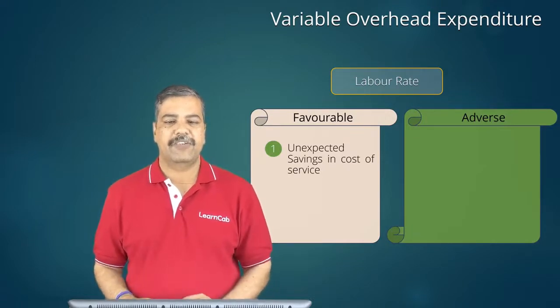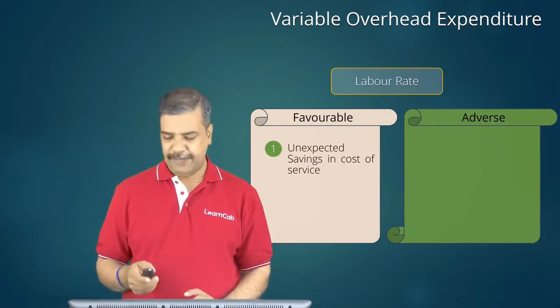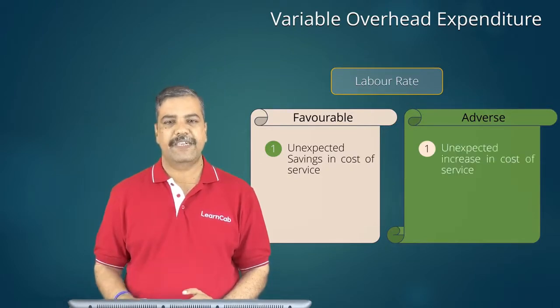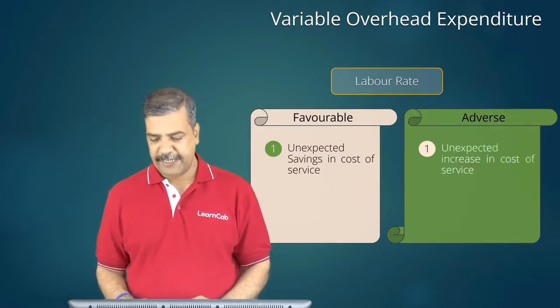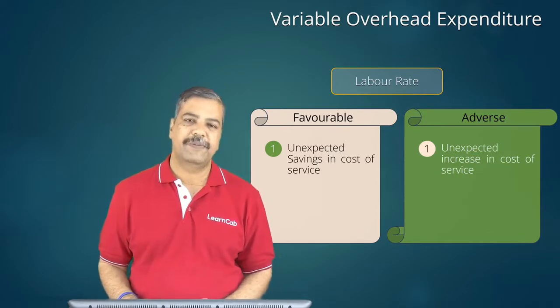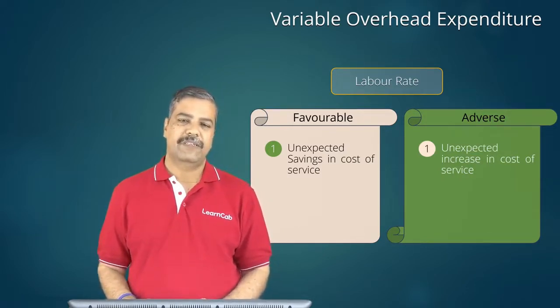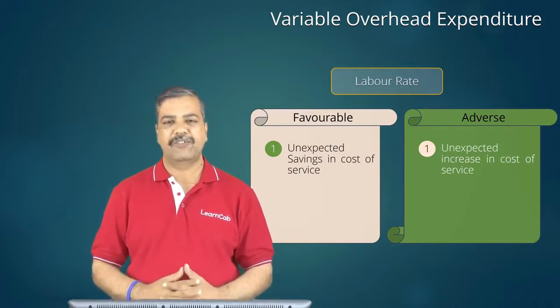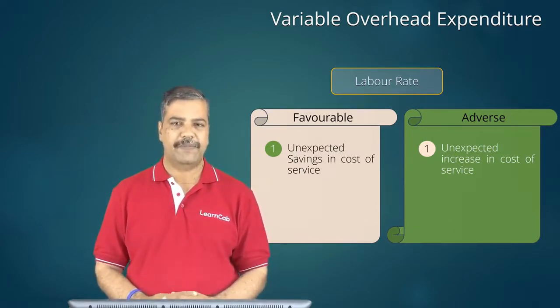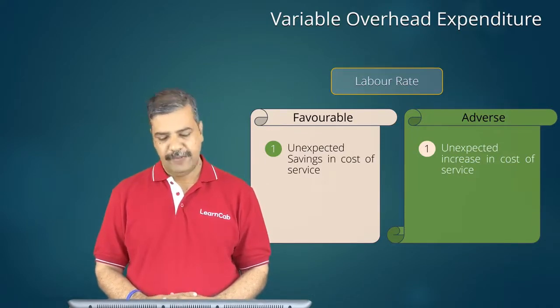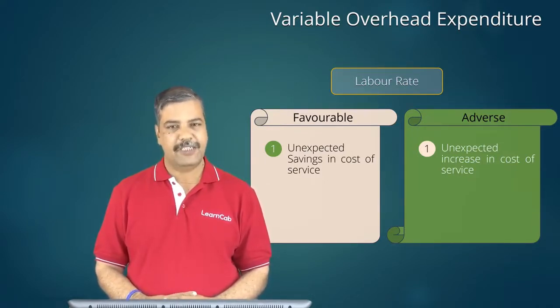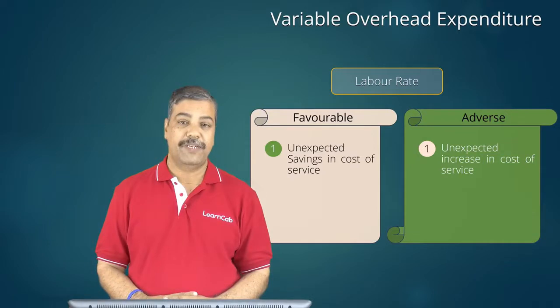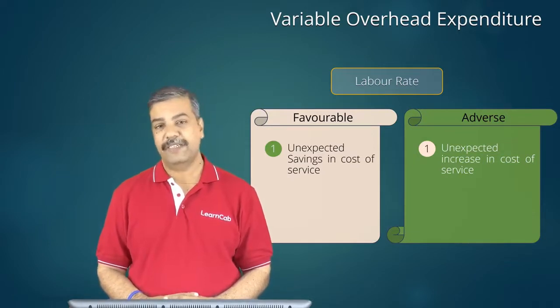Unexpected saving in cost of services may be a favorable reason for the rates being better. Unexpected increase in cost of services may be adverse. So what is the variable overhead expenditure we are talking about? It is how much the cost you have incurred has gone up over a period of time, when compared with actuals. Favorable is if you are saving cost, that is, you are not incurring extra money on doing the same activity. But if you are spending more money on that, if your expenses are going up, then it is an adverse effect.